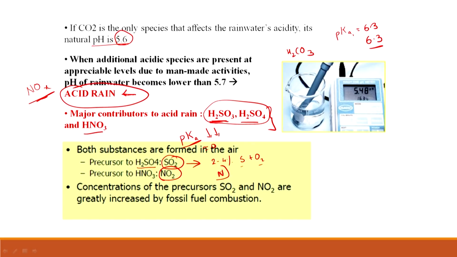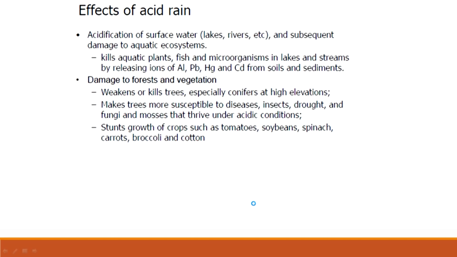And NO2, NOx, I guess some in coal power plants, but I think mostly it is from vehicular emissions, let us say petrol and diesel certainly. So, concentrations of the precursors SO2 and NO2 are greatly increased, again as we just discussed, by fossil fuel combustion, right. So, effects of acid rain, again the key aspect is, the ecosystems are being battered in different ways.